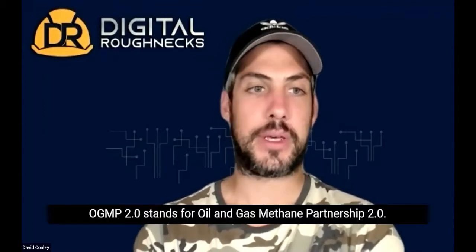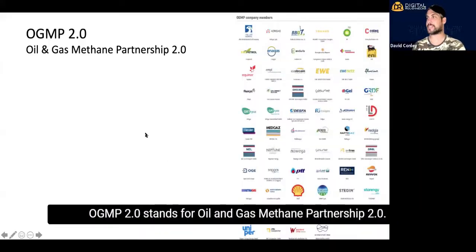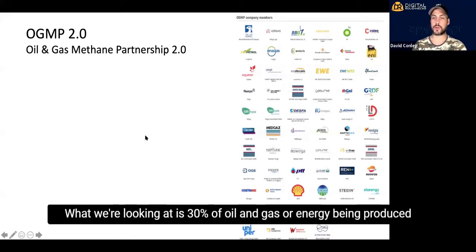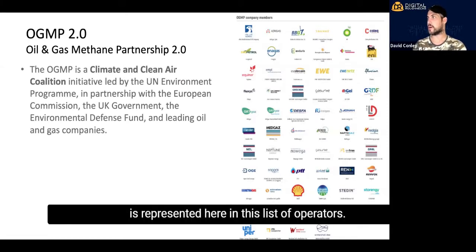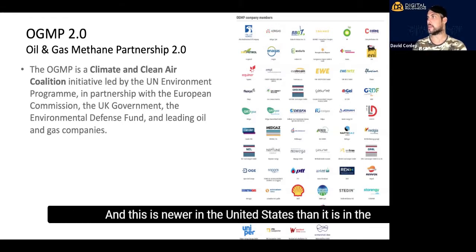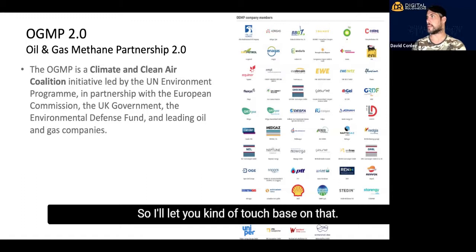OGMP 2.0 stands for Oil and Gas Methane Partnership 2.0. What we're looking at is 30% of oil and gas or energy being produced is represented here in this list of operators. And this is newer in the United States than it is in the rest of the world. So I'll let you kind of touch base on that.